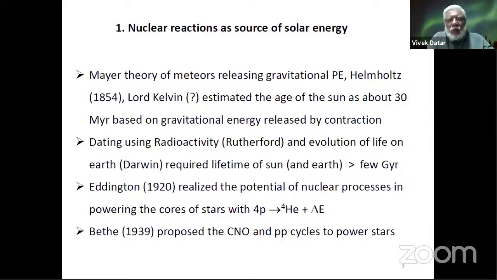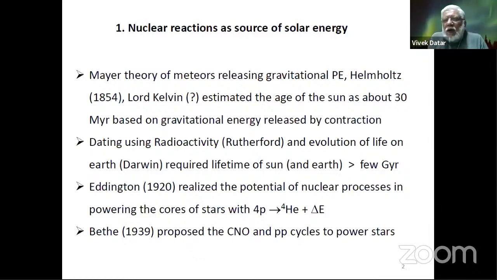But essentially, if you boil this down, you have an energy release when 4 protons get converted ultimately to 4 helium, an energy of the order of 20 MeV or so. And this is enough to power the sun, because this is a much more powerful source of energy. Okay, so Bethe in 1939 proposed these nuclear reactions as powering the sun.